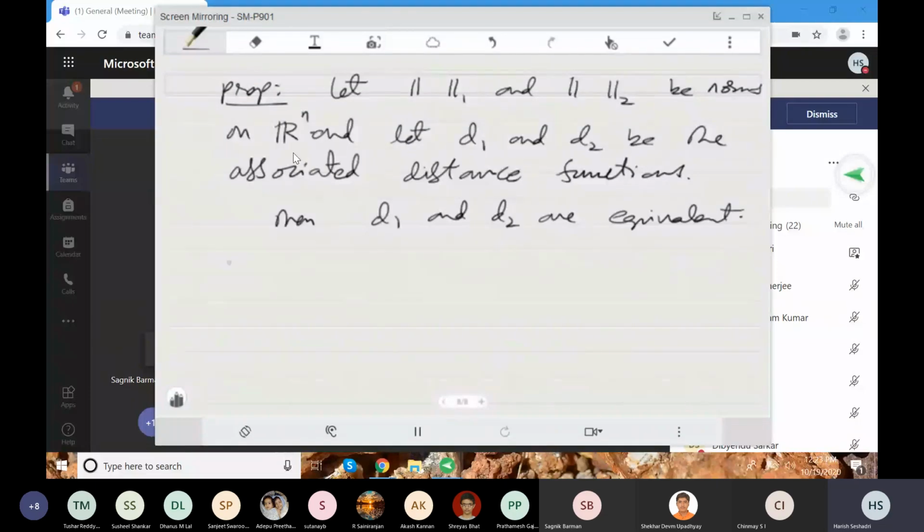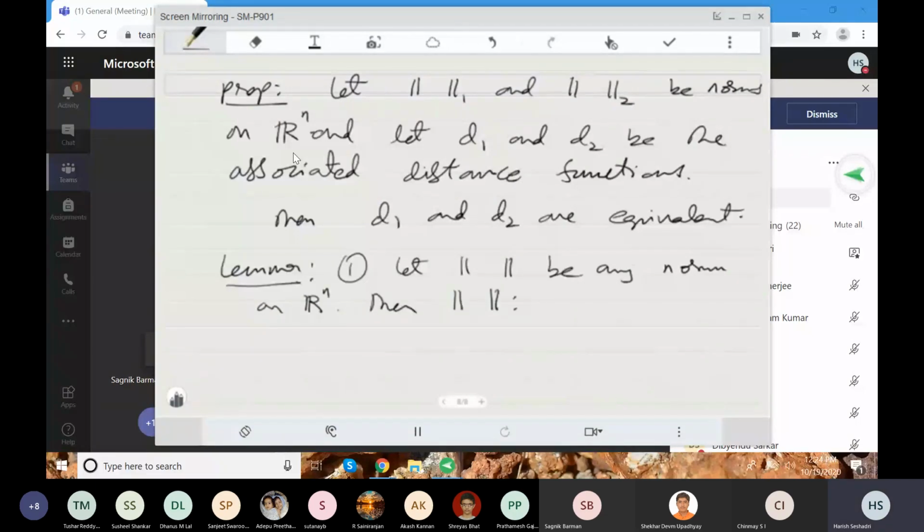So let me quickly sketch a proof of this. The first observation in order to prove this is, let the norm be any norm on Rn. Then this norm, as a function from Rn to R, actually to 0 to infinity, is continuous.